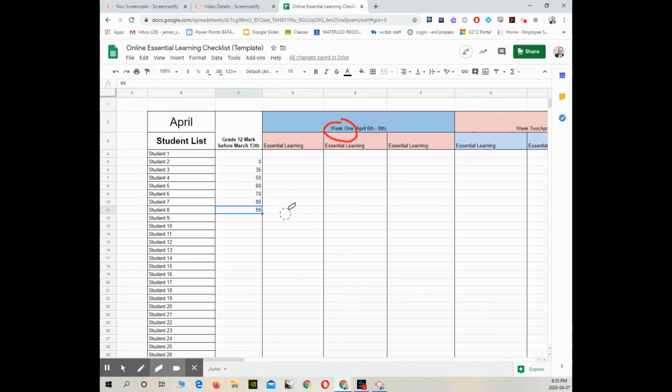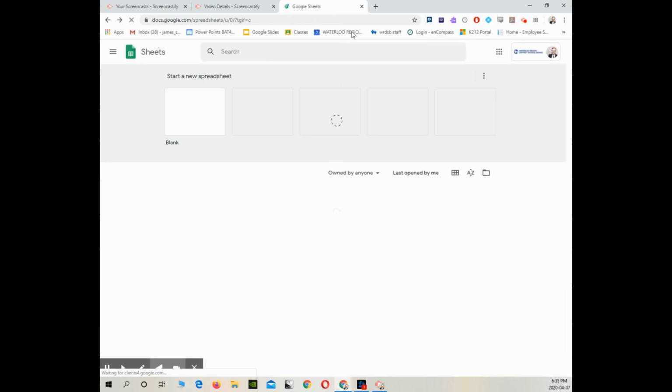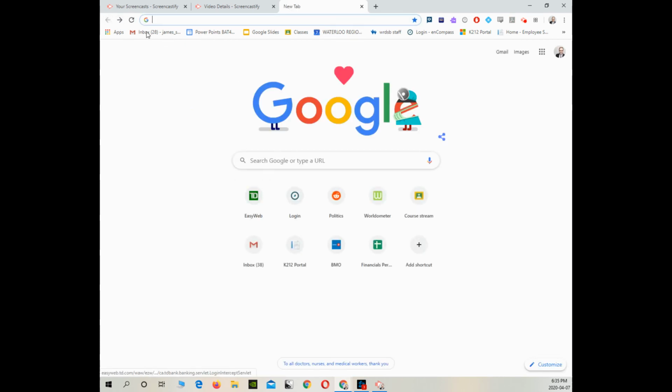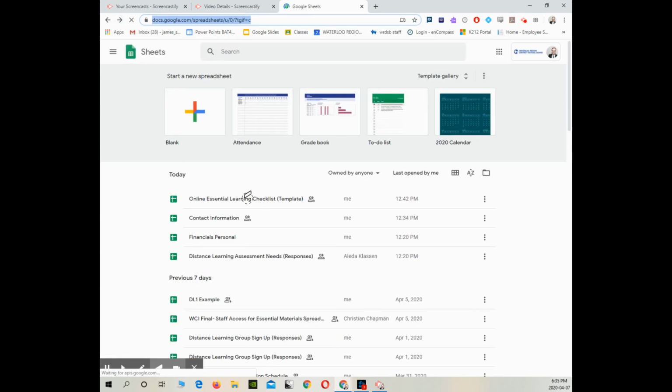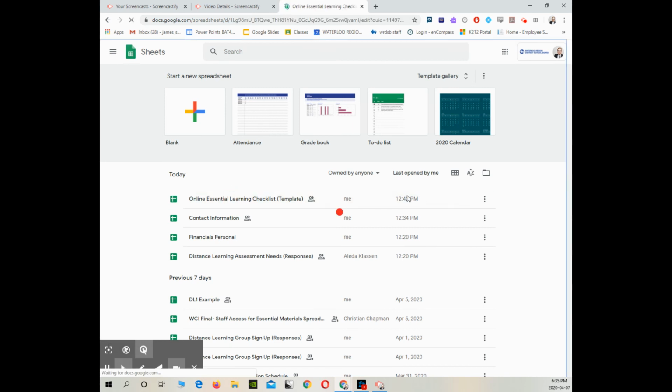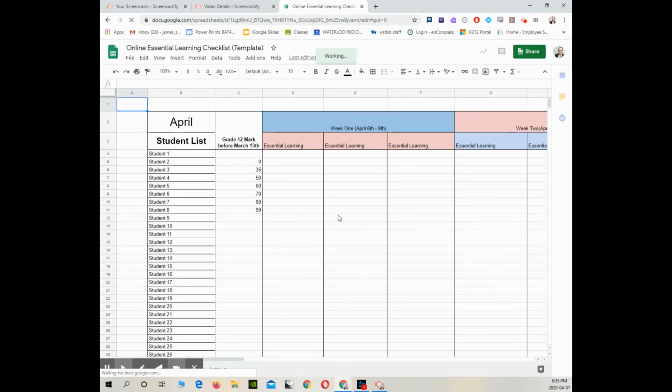You have to understand that all students have different situations. Sorry, I just exited out by accident. All students have different situations, and it's not our job to assume what's going on at home.